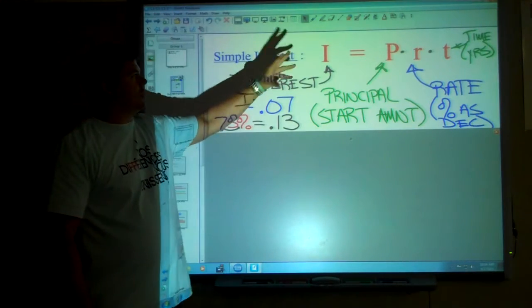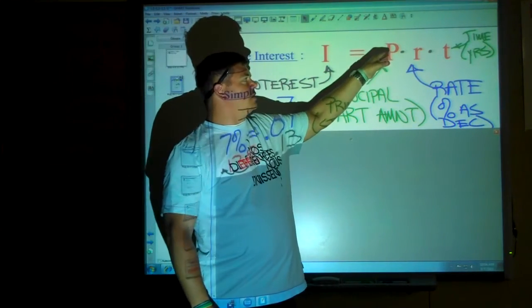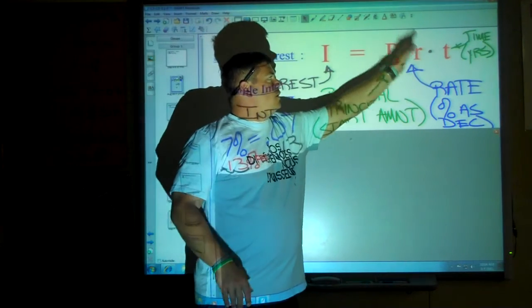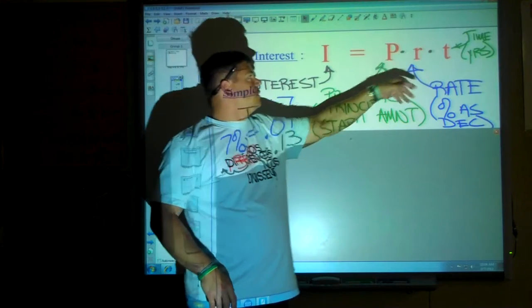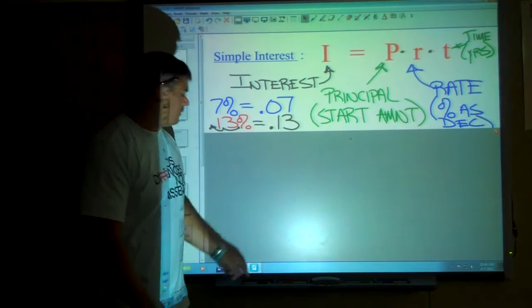So whatever we have, we would substitute the values: the principal, the amount being put into the account, the rate as a decimal, and how long it's put in there in terms of years. That will equal the interest that we're making off of it.